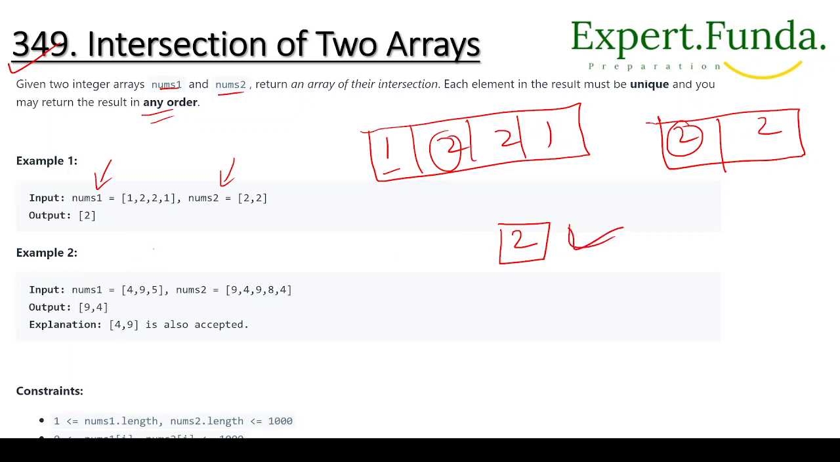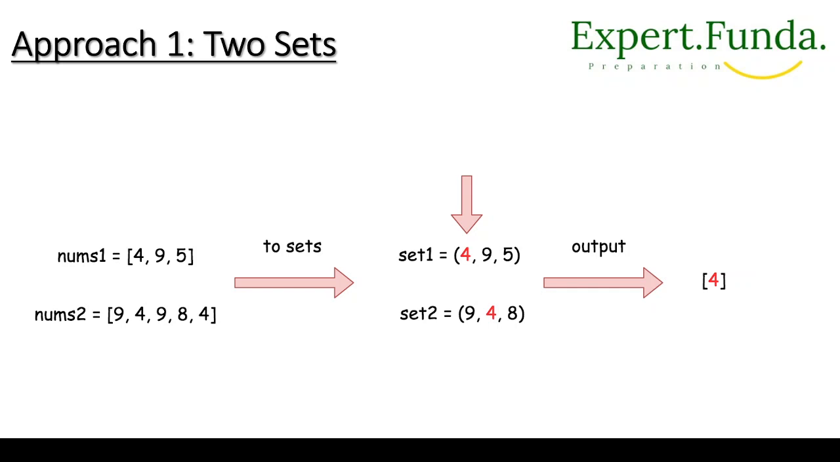Similarly, if we understand example 2, we have 4 4 9 5 and the other array 9 4 9 8 4. If you see, 9 is common in both the arrays, and 4 is also common in both arrays. So only these two elements are common, and that's what we're going to return. You can write 4 9 also, it's not a problem. The code can accept this.